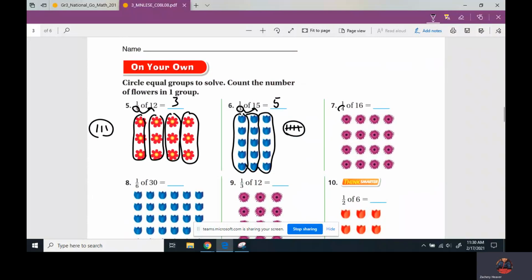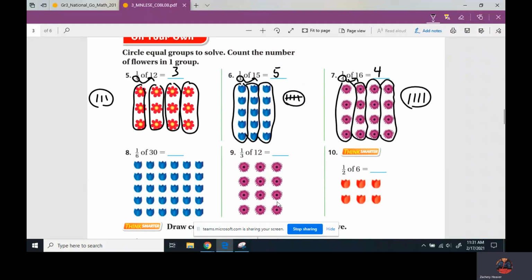1/4 of 16. How many times can 4 go into 16? 4, 8, 12, 16. So it's going to be 4 in each group. Okay. So 1/4 of 16 is going to be 4. 4 groups, 4 in each group. 3 groups, 5 in each group, make 15 total.